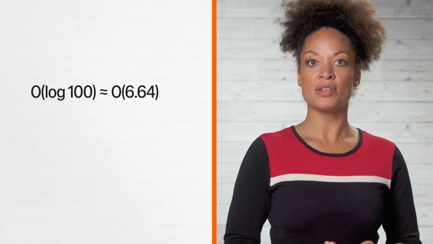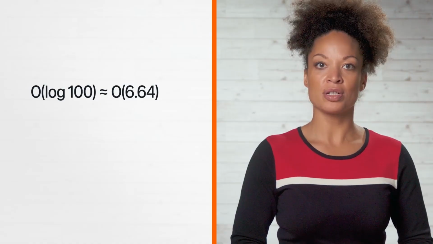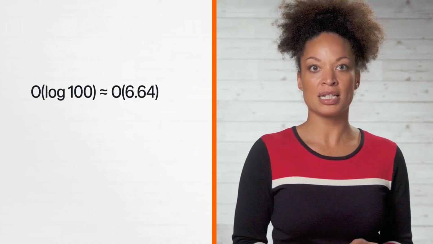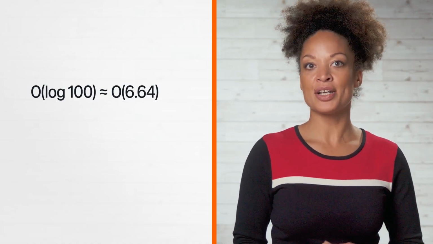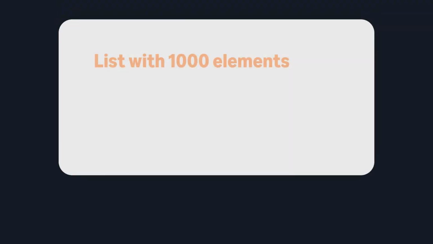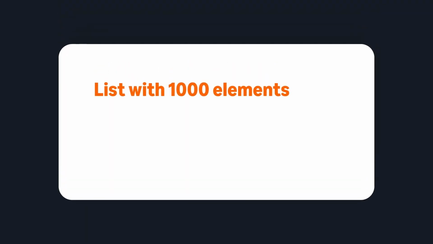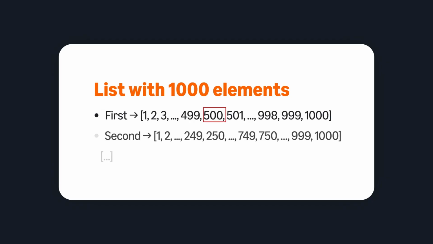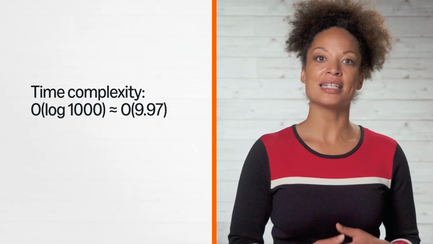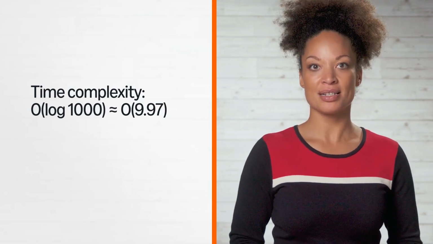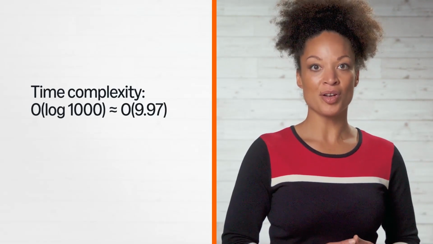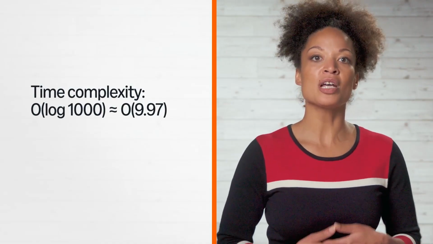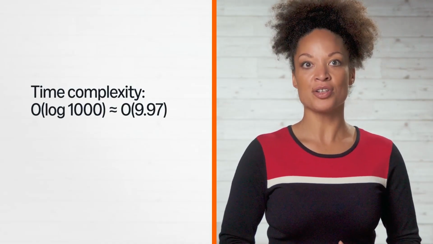The time complexity for this process is O of log 100, approximately O 6.64. So the worst case here will take 7 comparisons. What about a list that has 10 times as many elements? Once again, binary search keeps halving the list until it pinpoints the target value with minimal comparisons. With 1000 elements, the worst case is closer to 10 comparisons. Looking at lists of 10, 100, and 1000 elements shows how binary search scales with larger datasets.